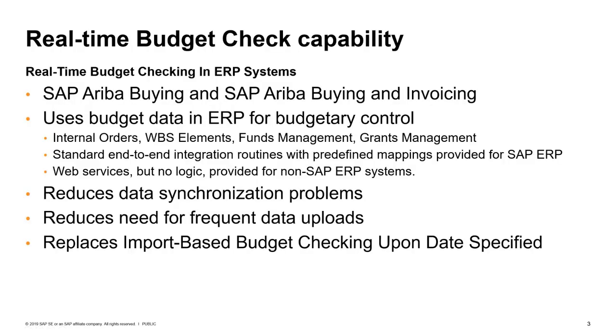This capability works with both SAP Ariba buying and buying and invoicing solutions. Standard end-to-end integration, including all data mappings and error handling, is provided for SAP ERP systems. For non-SAP ERPs, it's also possible, but it requires custom work. Ariba procurement solution publishes the message to be consumed and enable transactions with ERP systems using web services. Using real-time budget check reduces data synchronization problems, the need for frequent data uploads, and also replaces the import-based budget checking based on a date.